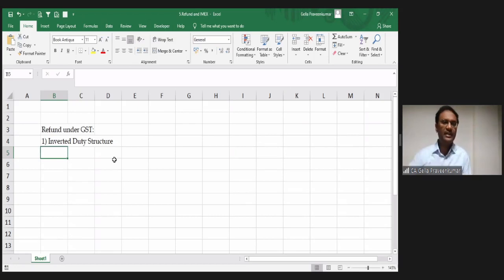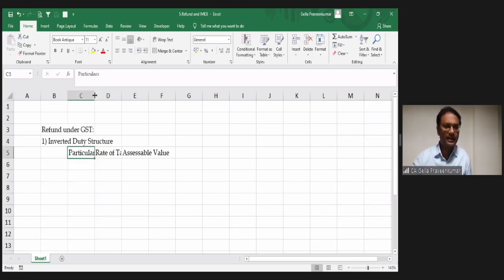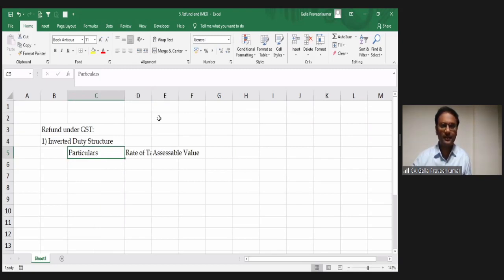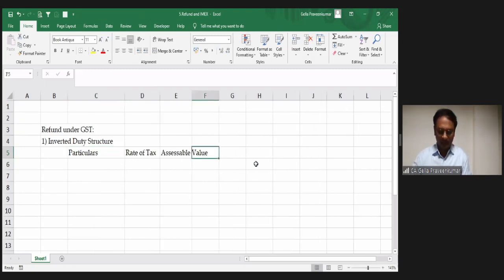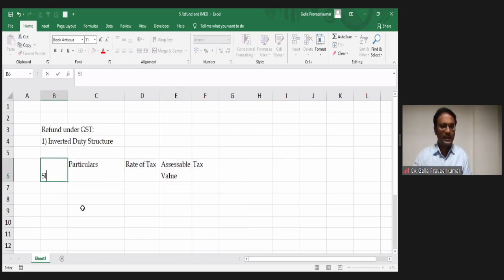Thanks for confirming, Raman. We will start our discussion today. First and foremost, inverted duty structure. I'll give you particulars, then assessable value, I'll say rate of tax. Now, let me enlarge this cell so that you can understand well. Then tax thereof. Serial number.